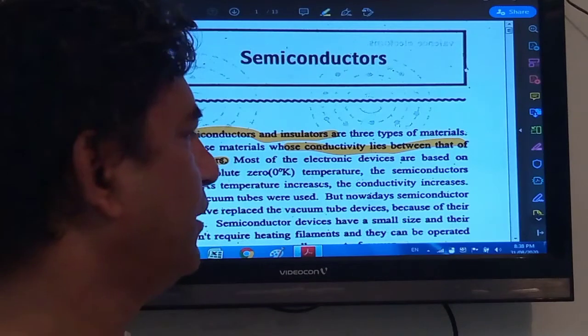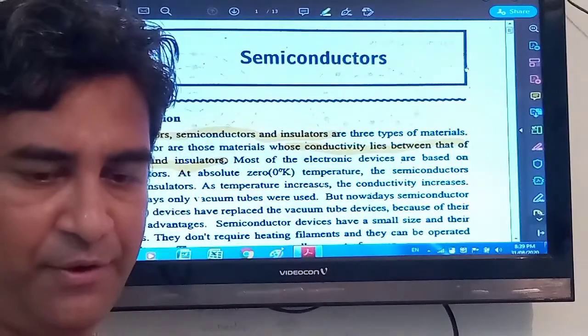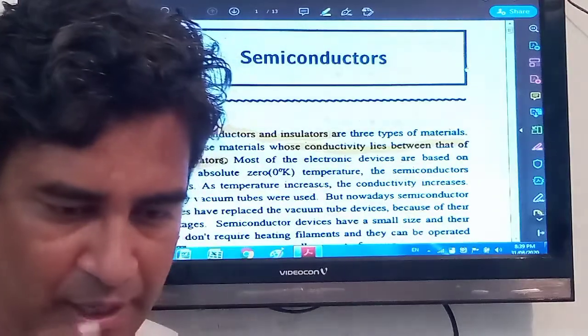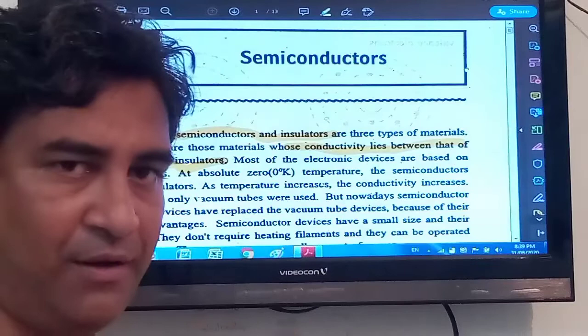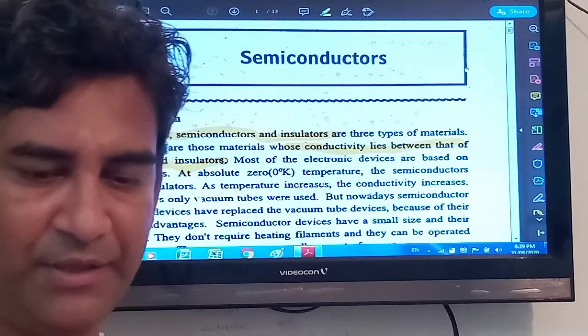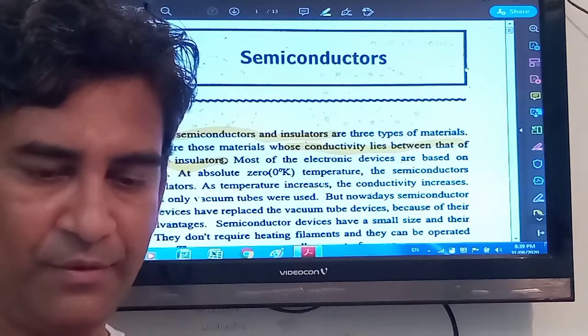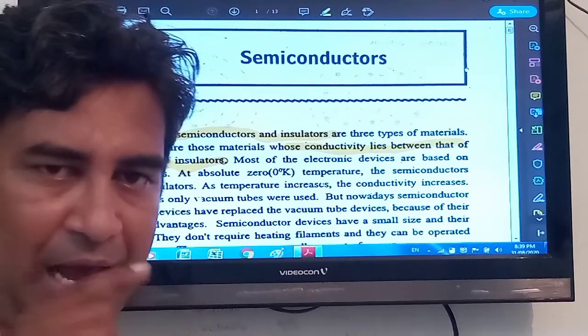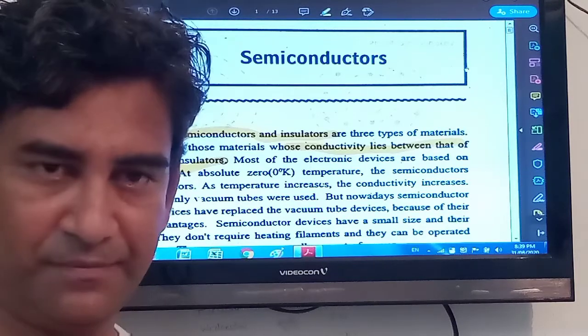Most electronic devices are based on semiconductors because at absolute zero, that is 0 degree temperature, the semiconductor behaves as an insulator. Okay, as the temperature increases, the conductivity also increases.